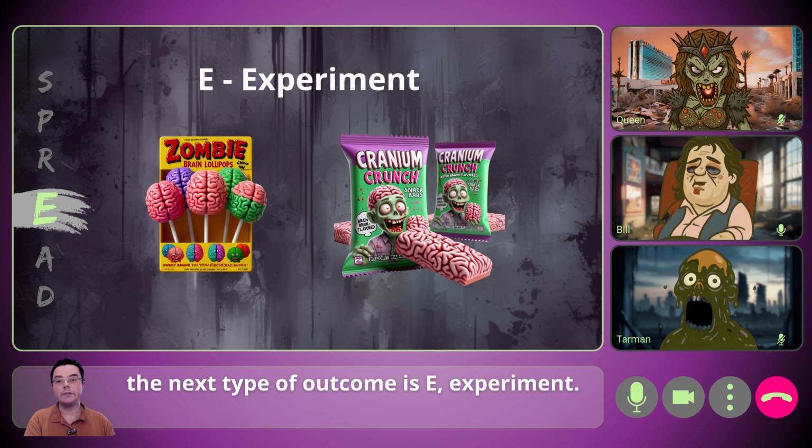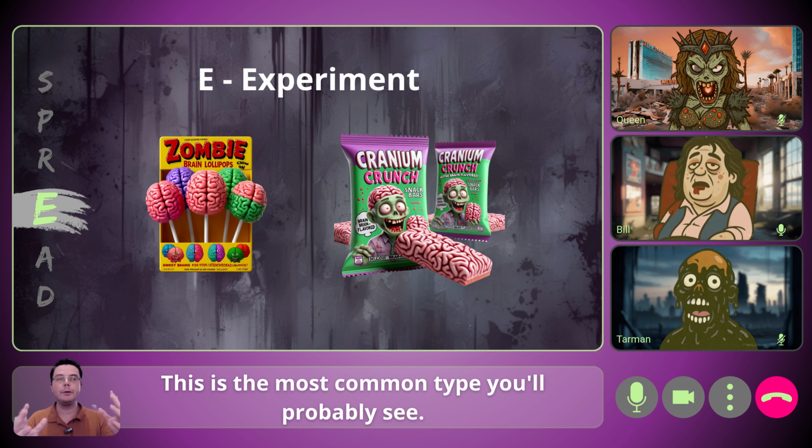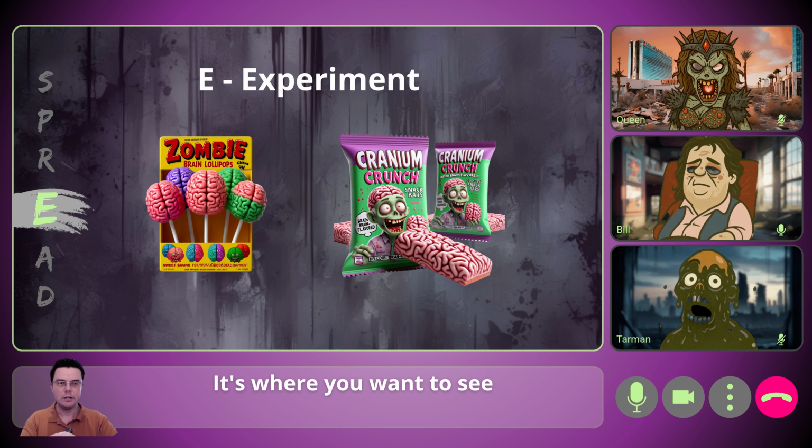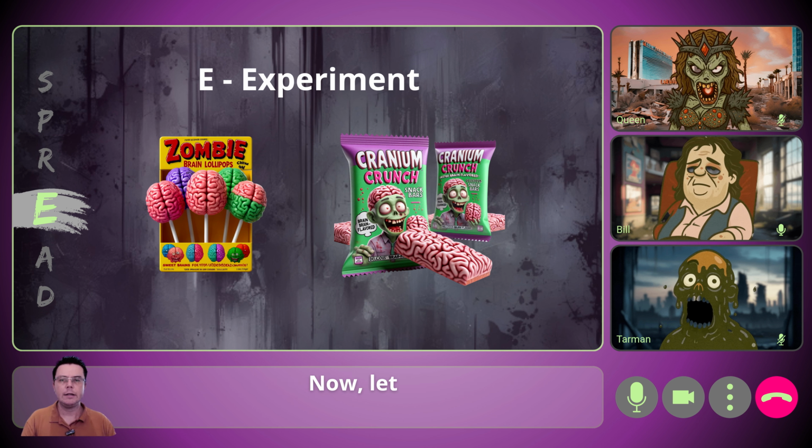The next type of outcome is E, experiment. This is the most common type you'll probably see. A lot of marketing departments do it. It's A/B testing. It's where you want to see which one people prefer.